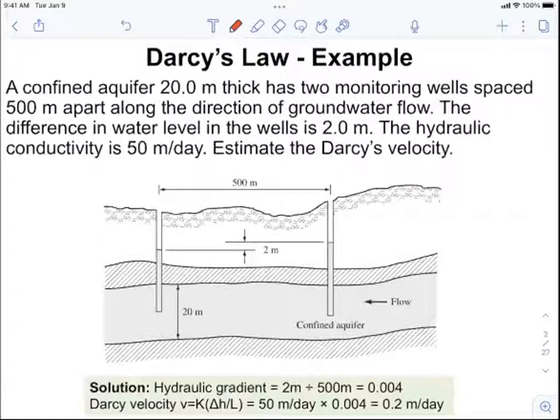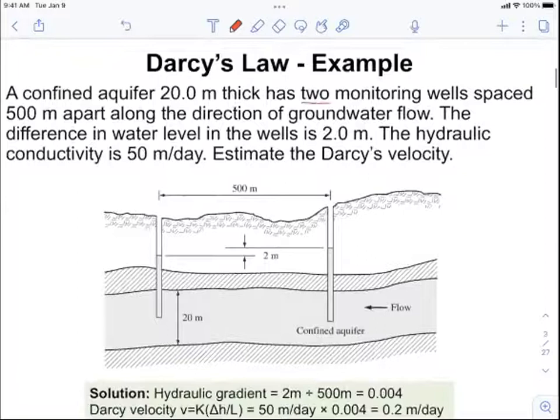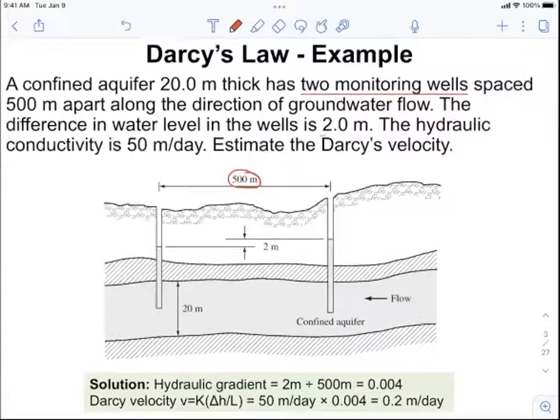This is just to look at the problem again. I think we covered this problem in our last class too. You have a confined aquifer with two monitoring wells. The distance between these two wells is 500 meters, and the difference in the water level is 2 meters. So you know delta H, and you know the distance, that is L. It's also giving you the hydraulic conductivity, 50 meters per day, and it wants you to estimate the Darcy velocity.